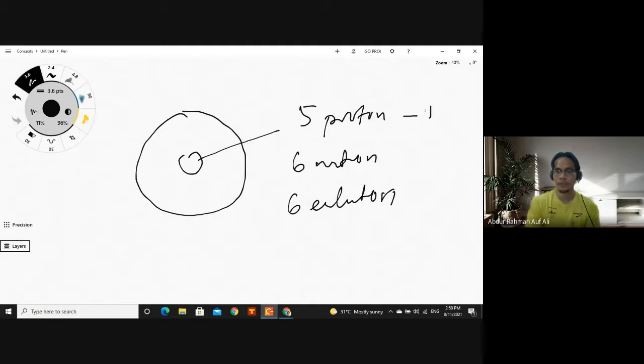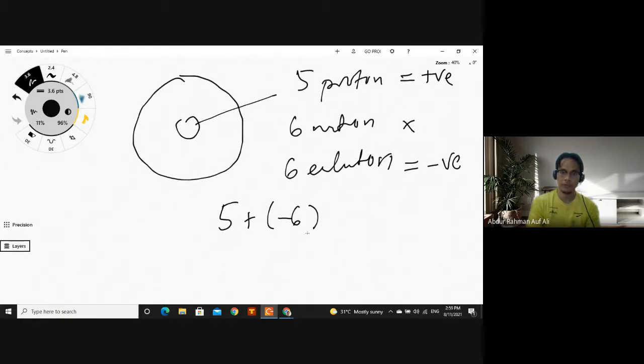So this is positive, this is no charge, this is negative. Confusing too, there are 2 dashes. Okay, positive and negative. So if we have 5 plus 5 protons plus 6 electrons, so if you want to solve this chemical mathematical equation, 5 minus 6, you will get negative 1. So that's why the atom in the middle has a negative charge.